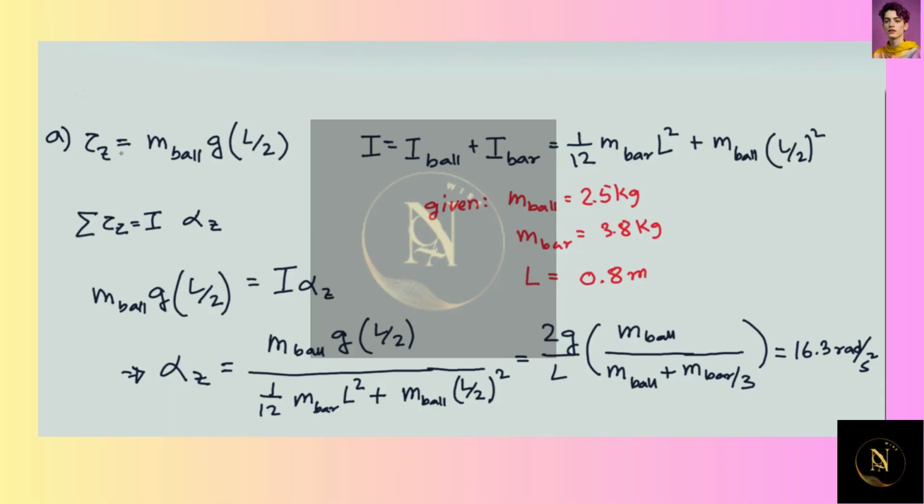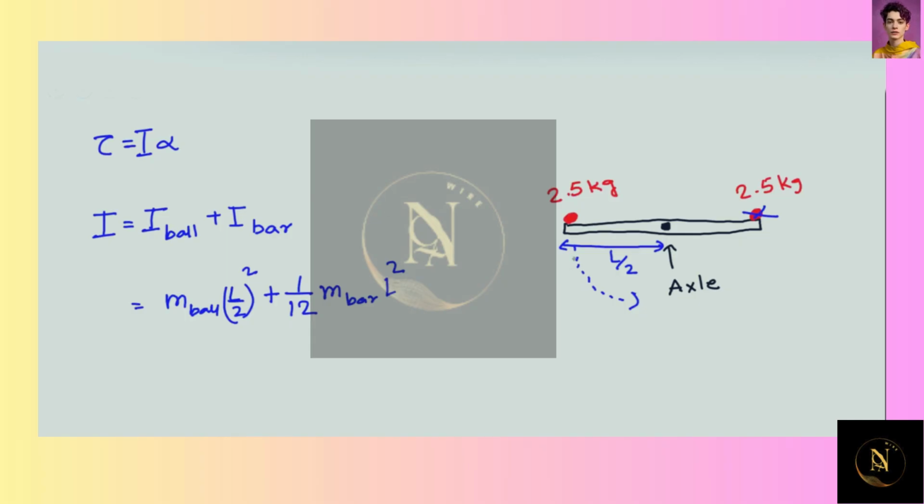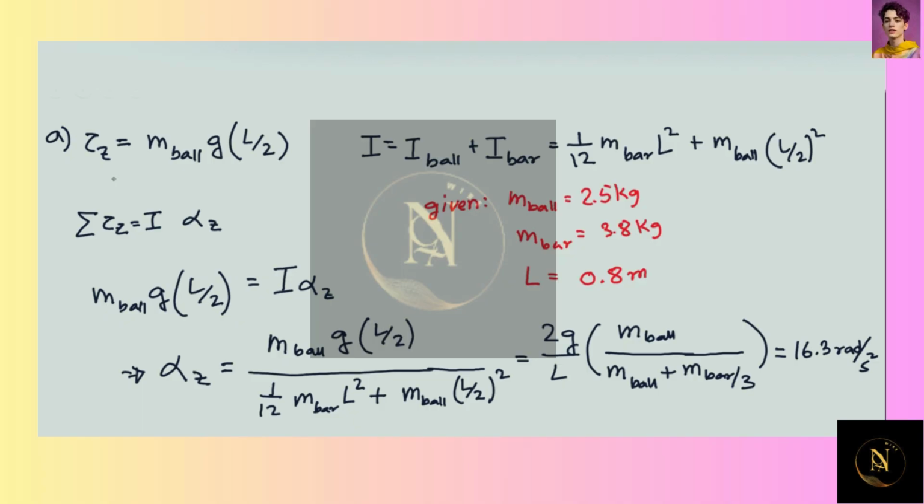So we have another way of defining torque here, and that's the following. Since the bar is rotating, there will be a force acting downwards. Let's call it m_ball g, and that is acting tangentially at this position. So we'll have the force times r, which in our case is L/2, to get the torque, and that's what we got here. So this is one way of getting the torque.